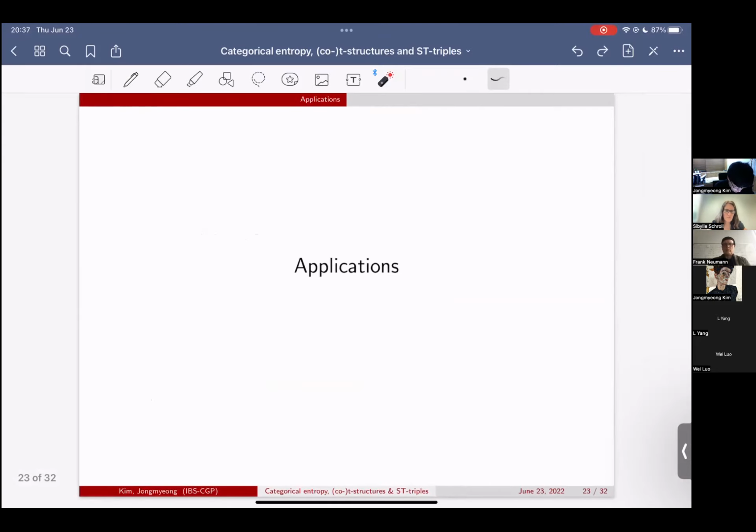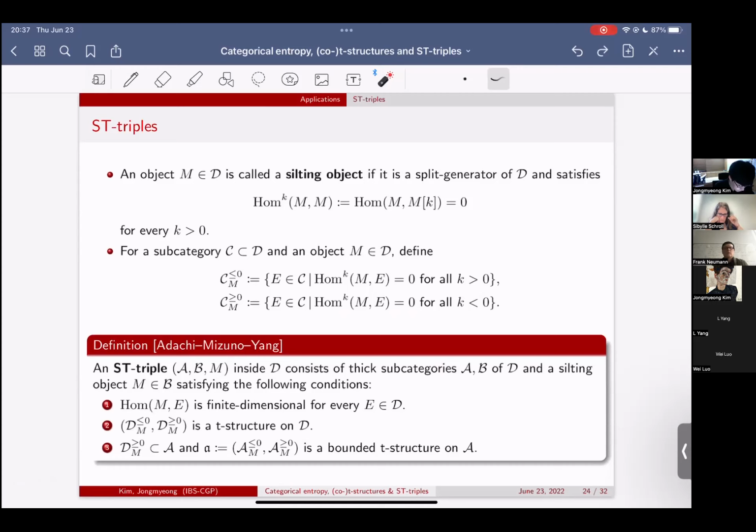And so finally, I'd like to apply this to the case of ST triples. So let's recall the definitions. An object M of D is called a splitting object if it is a split generator of D and satisfies these conditions: Hom(M, M[k]) vanishes for every positive k. And then for a subcategory C and any object M, we define C_{≤0} and C_{≤0}(M) as follows, with this formula.